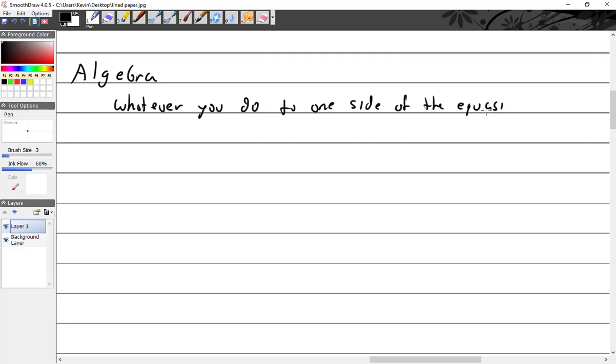Try and write it so we can read it. Equation. You must do to the other side. So all of the stuff that we need to learn in the algebra we're going to do is really just manipulating small equations. There's nothing going to be terribly bad. So don't freak out. I'm going to walk you through it.